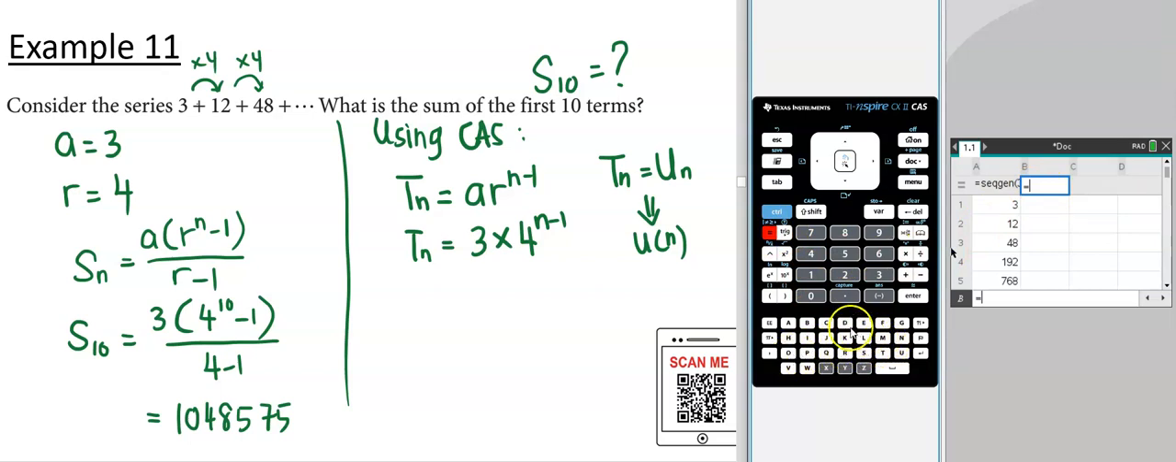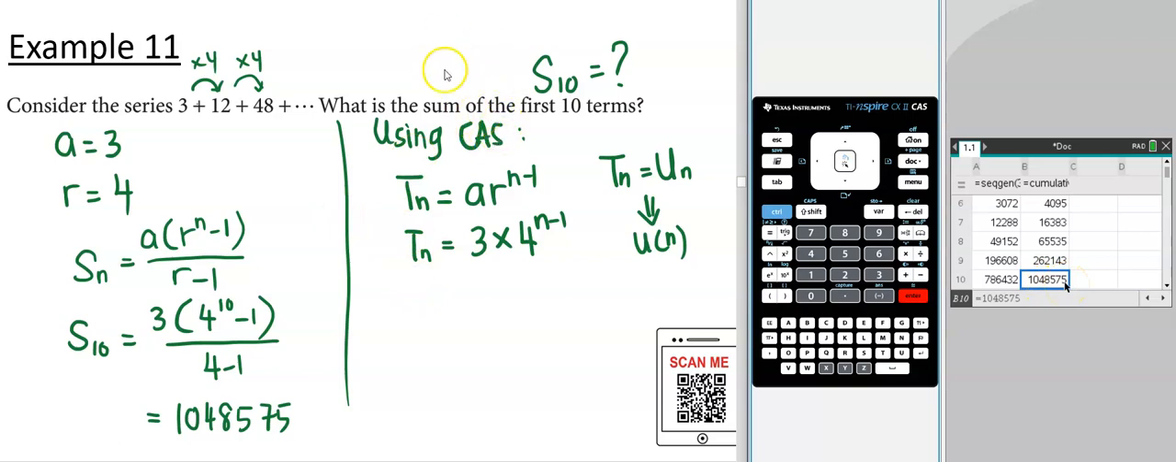What I need to show you is CUMSUM, cumulative summation, bracket. What is the column you want to find the cumulative summation? A. So put A and you enter. So let's look at S10, that means the 10th term over here. So 10, 1048575. So do you get it correctly?